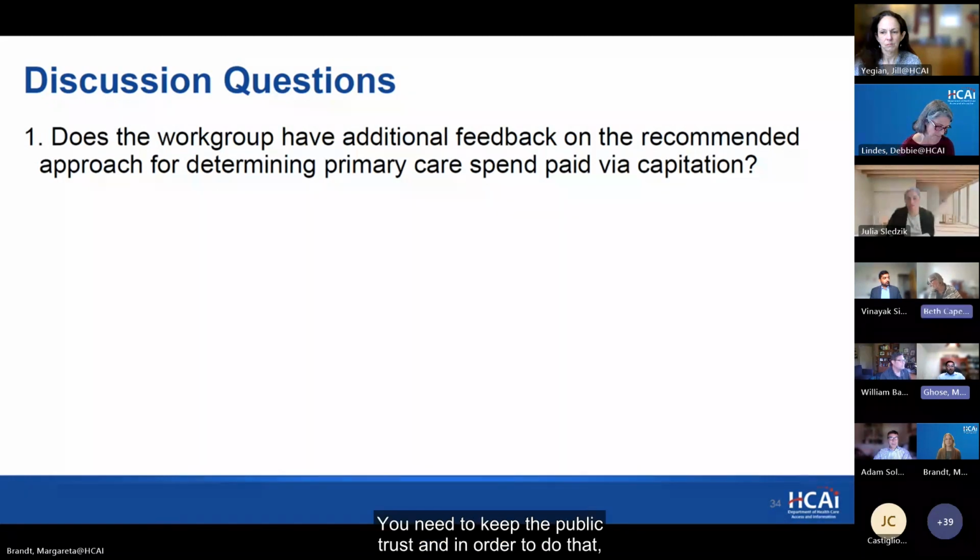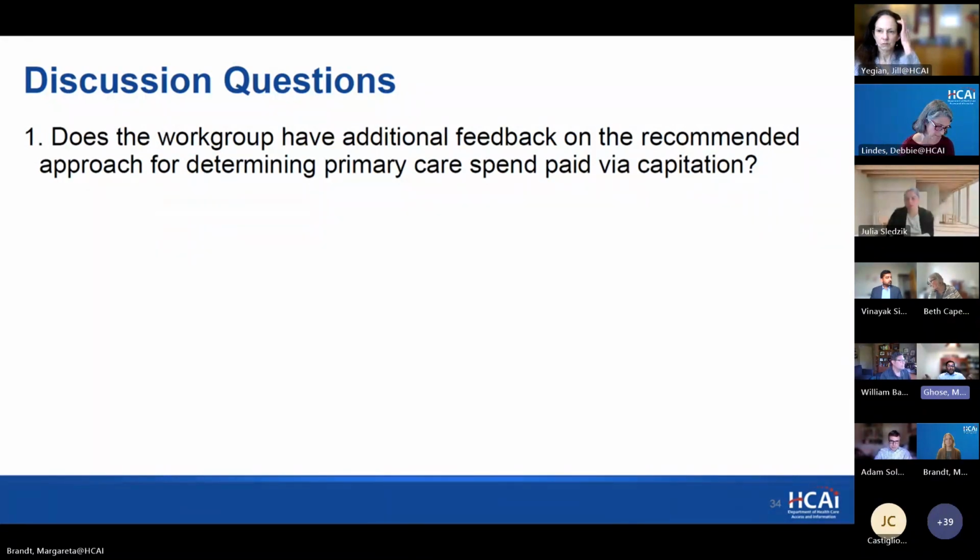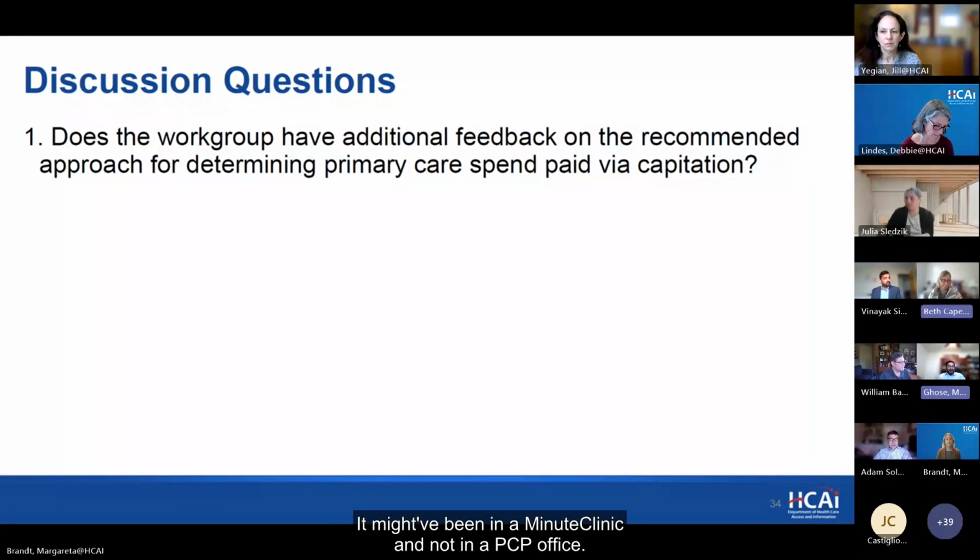You need to keep the public trust. And in order to do that, having a narrower definition that leaves out, hey, I know I got my shot from this physician. It might have been in a minute clinic and not in a PCP office. I got my primary care, but it's not counted. So having both reports, in my view, would allow the public, the consumer, to understand what is truly happening, as opposed to what I agree is a limited definition of where we want to be down the road. So thank you for that.